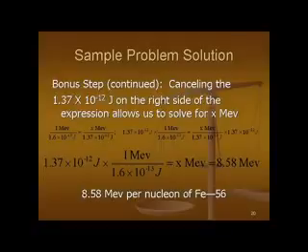And all we have to do now is take our 1.37 times 10 to the negative 12th, multiply that by 1, which very happily is 1.37 times 10 to the negative 12th, and divide that by what's on the bottom, 1.6 times 10 to the negative 13th. When we do that, the number of mega electron volts in 1.37 times 10 to the negative 12 joules is 8.58 mega electron volts. So there are 8.58 mega electron volts of energy per nucleon of iron-56.